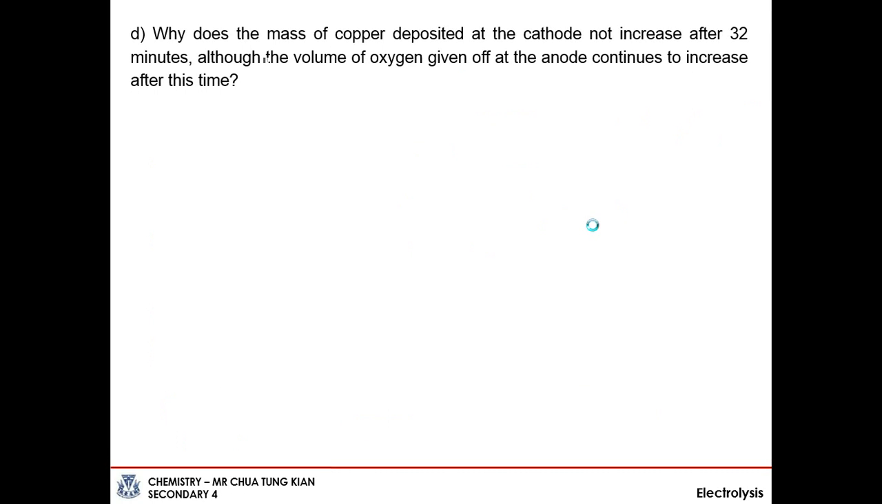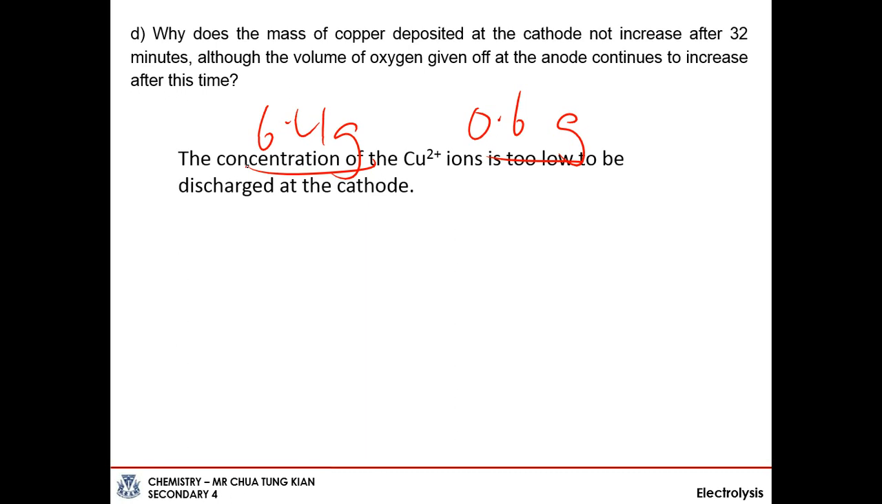Part D of the question is quite simple. Why does the mass of copper not increase after 32 minutes? We know that we have 6.4 grams of copper that could possibly come out, but only 0.6 grams was discharged. So why did the copper stop coming out? It is actually because the concentration of the Cu2+ ions has decreased. You recall earlier, when we mentioned there were 4 different factors which affect what substances are discharged: the cation, the anion, the concentration, and the nature of the electrode. In this case, the concentration factor has come into play.